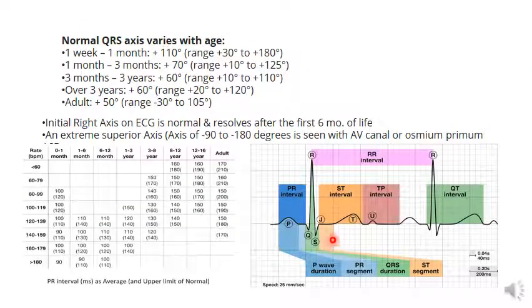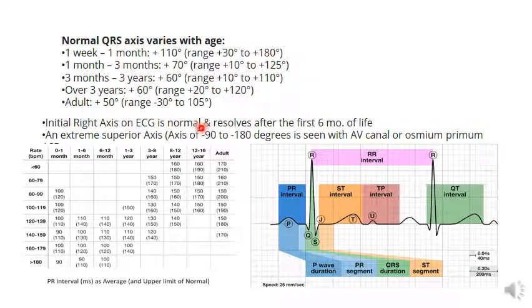The QRS axis varies with age. In the neonatal period, it ranges from plus 30 to plus 180 degrees. From 1 month to 3 months, it gets lesser, plus 10 to plus 125. From 3 months to 3 years, it ranges from plus 10 to plus 110. Over 3 years, plus 60, ranging from plus 20 to plus 120. Adult, plus 50, ranging from minus 30 to plus 105.